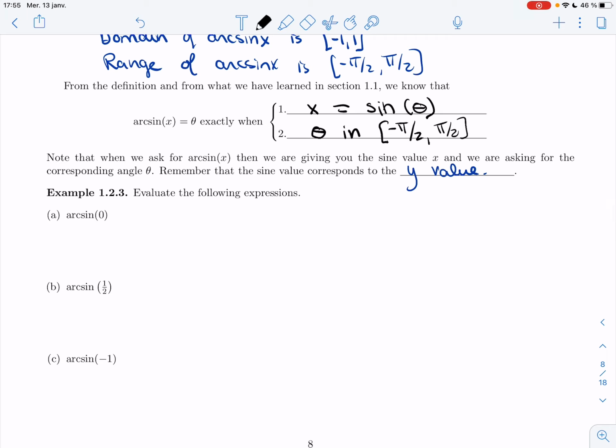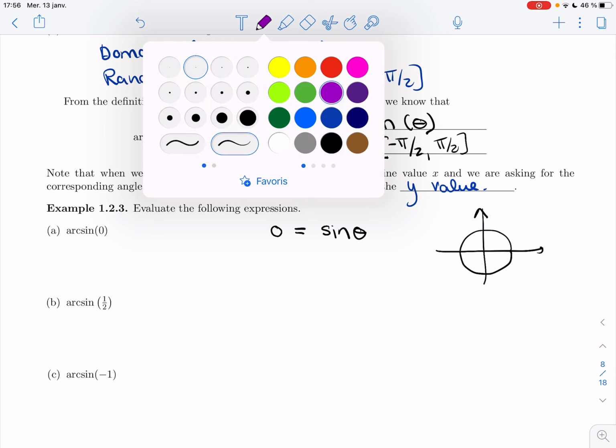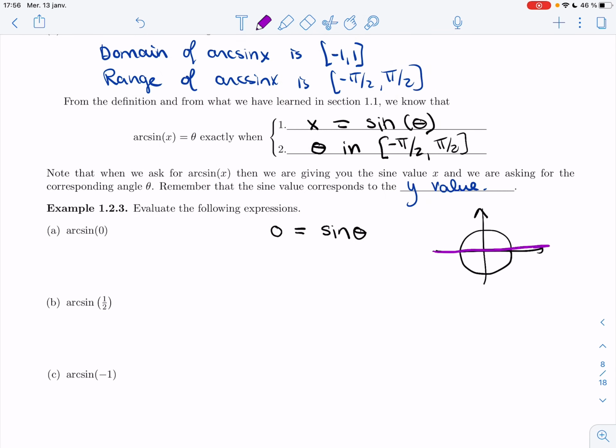What about arc sine of 0? If I ask you for arc sine of 0, I'm asking you to come up with an angle so that sine theta is 0. So sine theta is the y value. So here's my trig circle. I want sine theta to be 0. So that's the y value equals 0. And so I'm looking for the angle corresponding to this point.